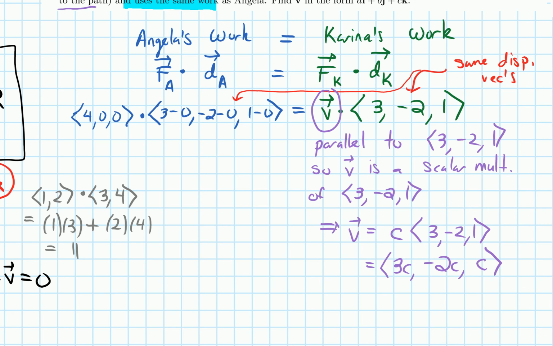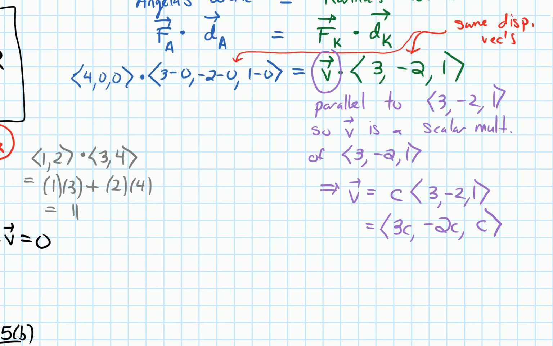All right, so let's take these dot products. So on the left-hand side, I do 4 times 3, which is 12. And then I have 0 times negative 2, which is 0. And then 0 times 1, which is also 0. All right, so the left-hand side is going to be 12.